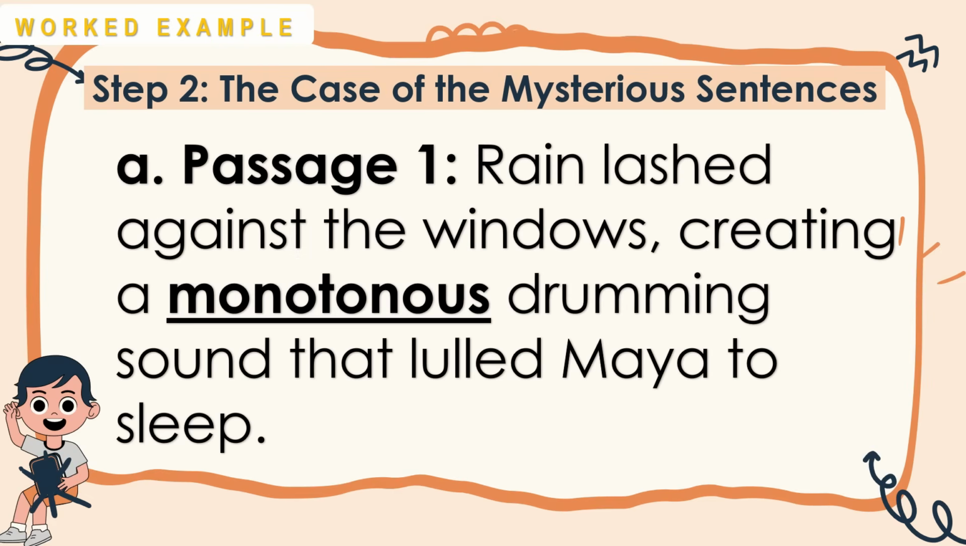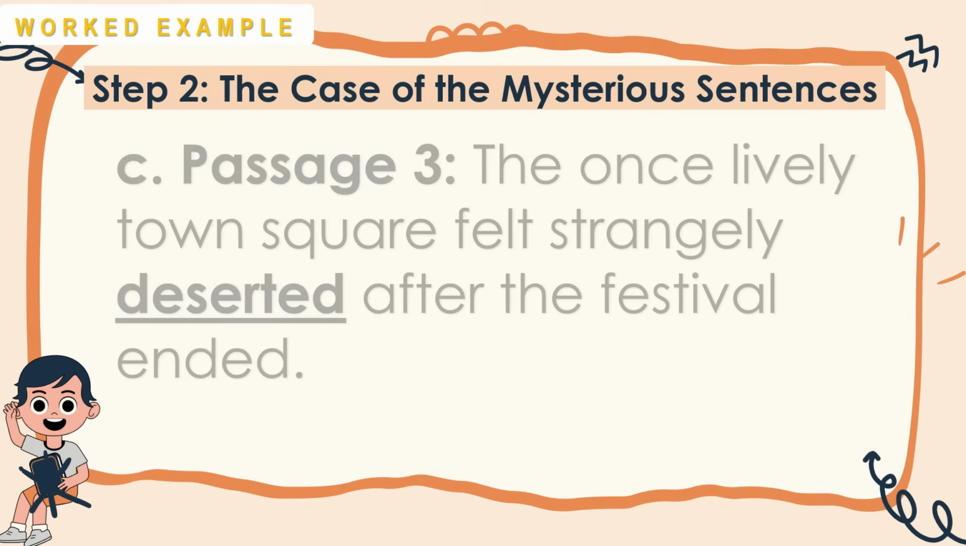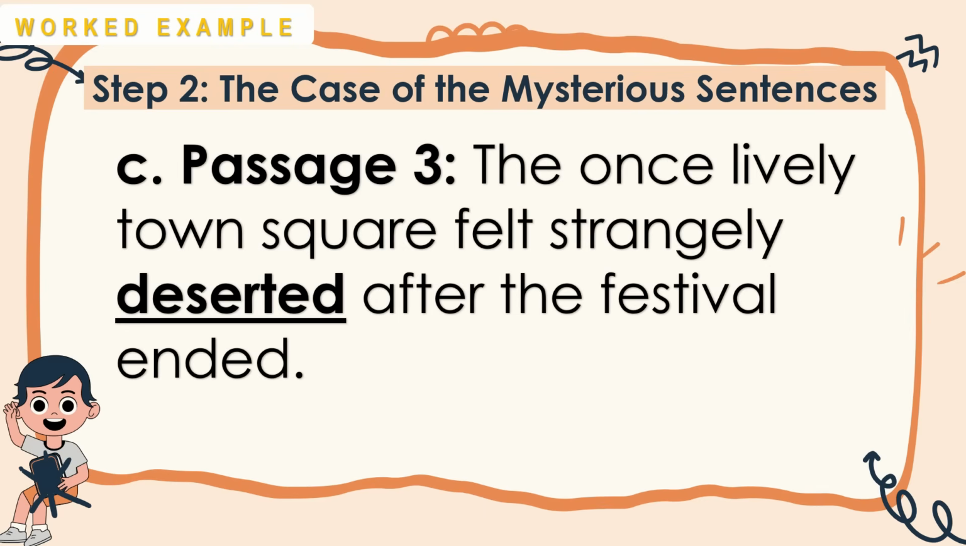Passage 1. Rain lashed against the windows, creating a monotonous drumming sound that lulled Maya to sleep. B. Passage 2. The detective examined the meticulous notes left at the crime scene, searching for hidden clues. Letter C. Passage 3. The once lively town square felt strangely deserted after the festival ended.